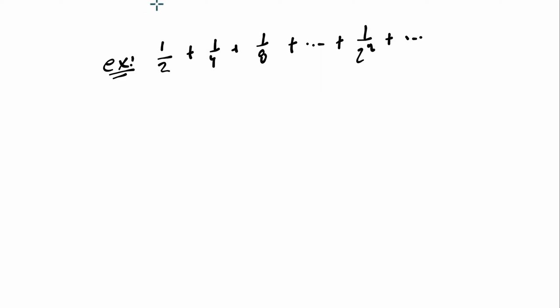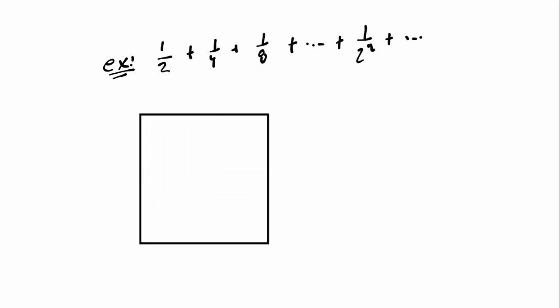So in this case right here, if we look at the intuition, we say, okay, imagine there's some square. Imagine I just drew a square, and it's 1 by 1. So the area of this square is 1. Okay, we can actually take this series and fit it inside this square.